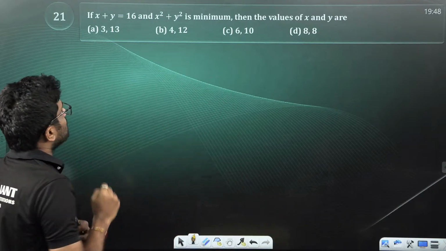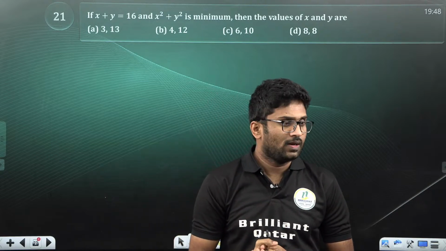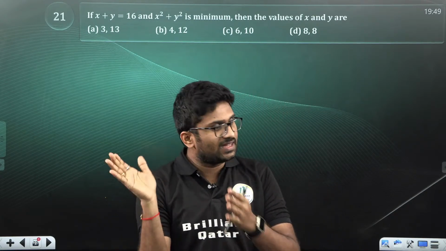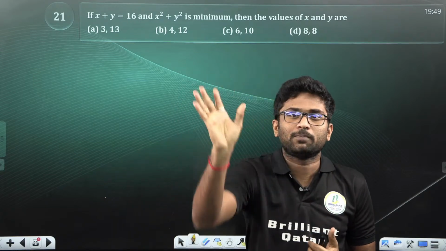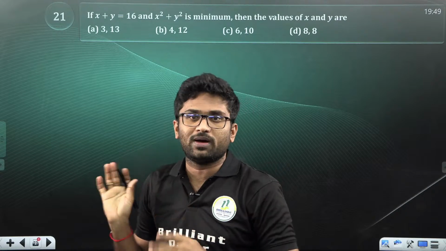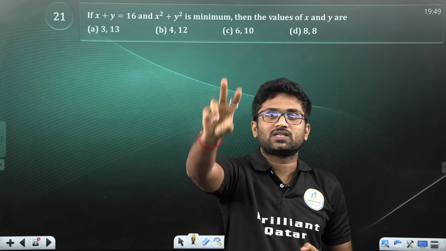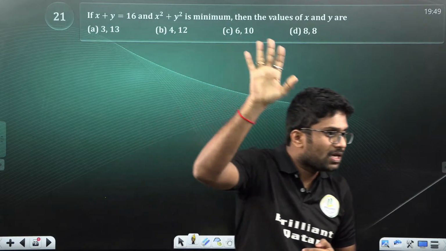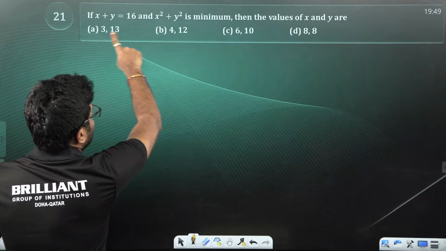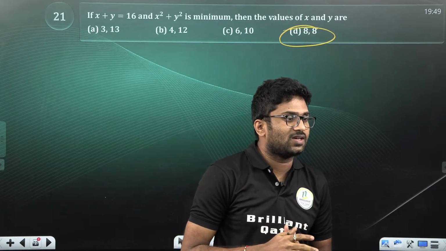Coming to the first question, if x plus y is equal to 16, when will x square plus y square be minimum? Only when x is equal to y. Apart from doing the problem, the sum of the squares of two real numbers will be minimum only when they are equal. That means without seeing anything, as x plus y is equal to 16, x is equal to y is equal to 8.